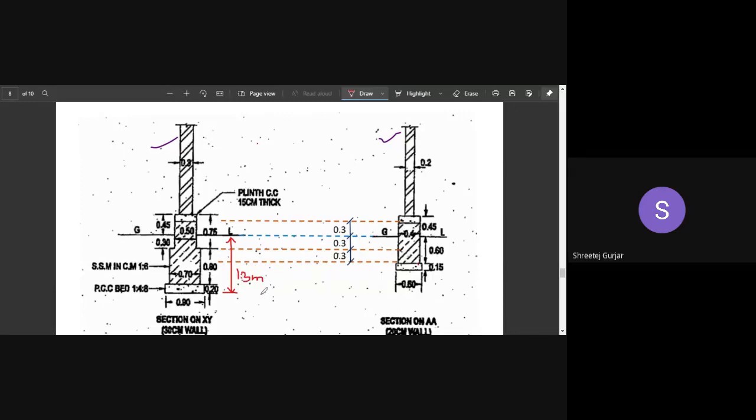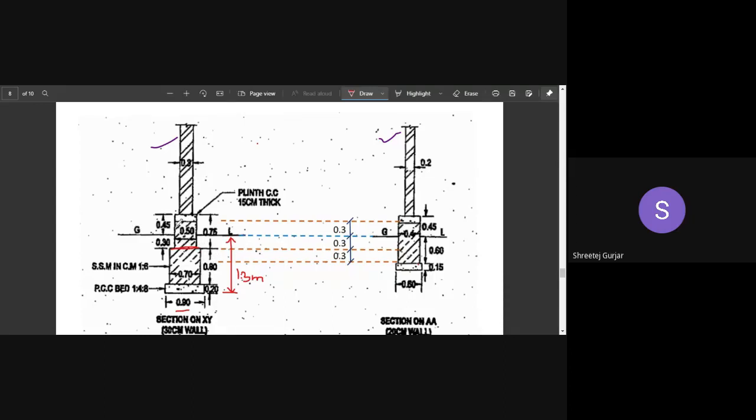Okay, 1.3 meters. You can see the PCC bed width is 0.9, which is also the same as the excavation width. Excavation width and PCC bed width will be the same, that is 0.9. PCC bed thickness is 0.2. You can divide your side stone masonry foundation into two steps. This block is your first step. The width of the first step is 0.7, the height of this step is 0.8, and the length we will calculate later.